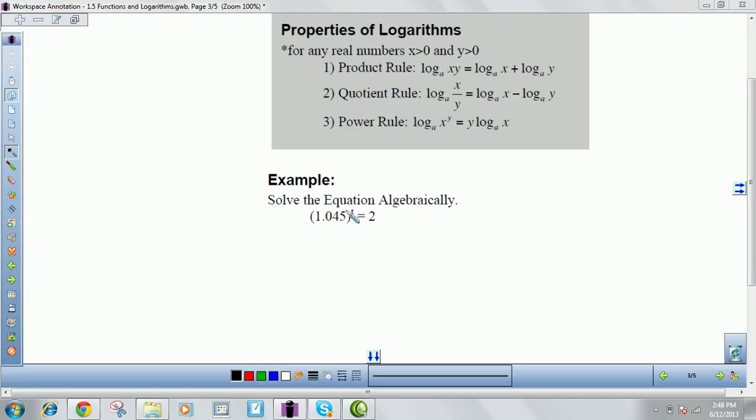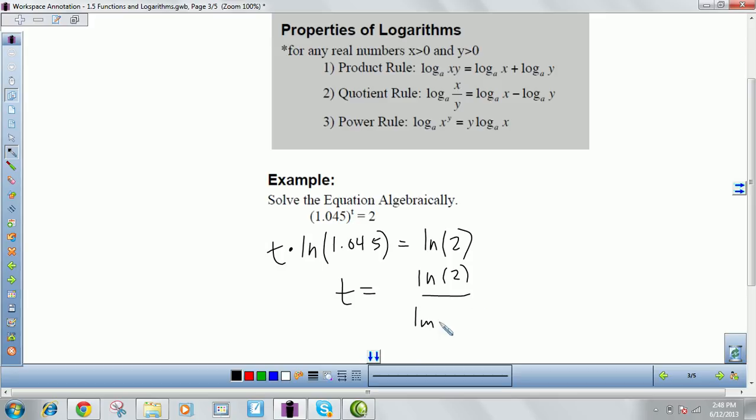First of all, we need to bring that down. So what we're going to do, you either take the log or natural log of each side, doesn't matter. I'm used to natural log, and it's less to write, I guess. Now with this t that was up there, remember the power rule says that you can bring it down and make it a product of the natural log or log. Like this. Solve for t by dividing out that natural log of 1.045, so you'd have the natural log of 2 over the natural log of 1.045.